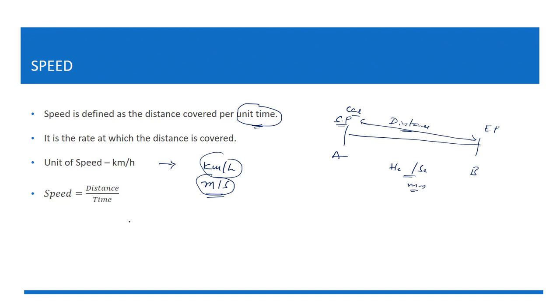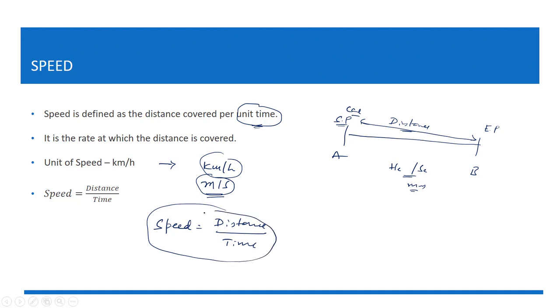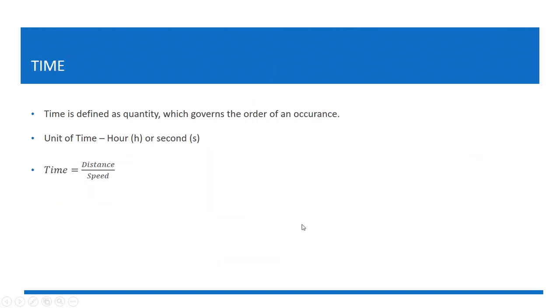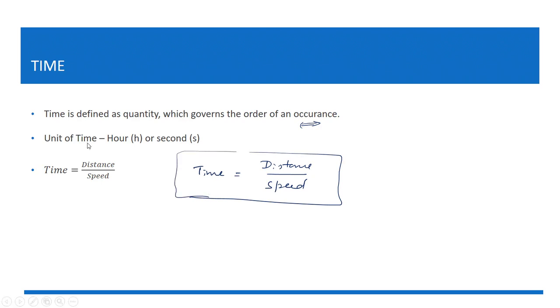The formula for speed is what? Speed is equal to distance divided by time. Let us check what exactly time is. Time is defined as a quantity which governs the order of an occurrence. The unit of time is hour or second. The formula to find the time is distance by speed.